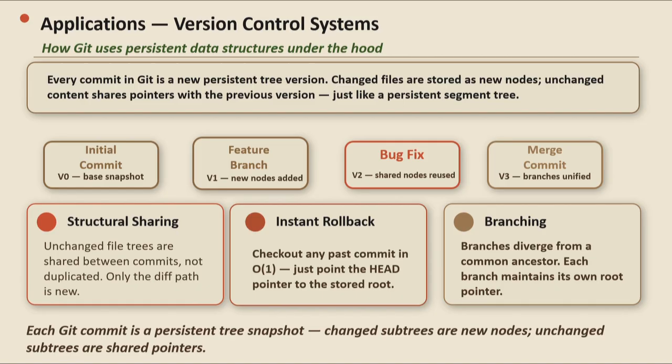Let's start with something we all use every day: Git. Every time you make a commit in Git, it doesn't copy the entire project. Instead, it creates a new persistent tree version. Only the files that change become new nodes, while unchanged files simply share pointers with the previous version. This is exactly how a persistent segment tree works. That's how Git supports instant rollbacks, branching, and structural sharing, all in constant or logarithmic time, without duplicating your entire code base, of course.